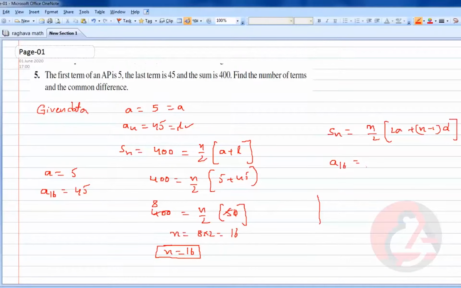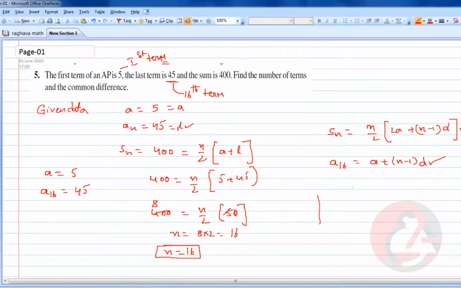The A16 formula. How can you find the 16th term? A plus n minus 1 into d. You already found out this value is the 16th term, and this is the first term. Using only the first term, it is not possible to find the common difference. Some other term is required. So either you can use the Sn formula or the nth term formula. I'm using the nth term formula.